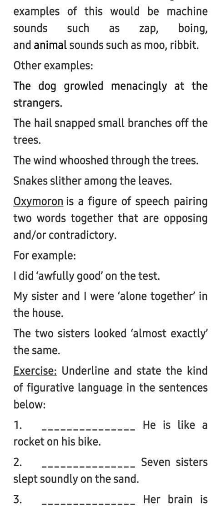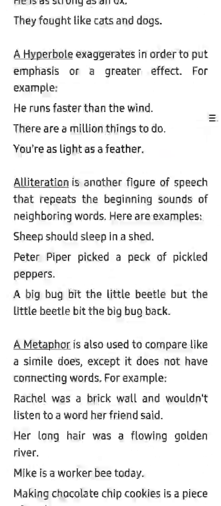My sister and I were alone together. How can you be alone and yet have someone with you or say together? The two sisters looked almost exactly the same. So it's either exactly or almost. When you say exactly, it means exactly. So you put two words together that oppose each other or are contradicting to each other. That is, sorry, an oxymoron.